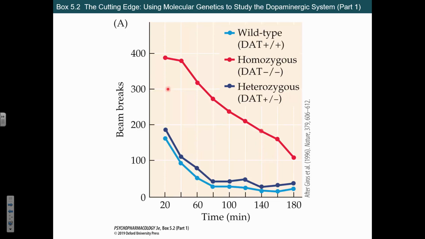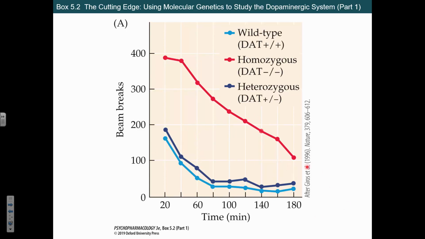So in this case, what you see, and this is measuring hyperactivity, like how many times does it move across a light beam, right? So we're going to measure that. And that's a measure of hyperactivity, how much it's moving. Here's the wild type. Here's the one that's heterozygous, so it's got like one good copy of the dopamine transporter gene for its DNA. Here's the guy who has like 0 copies, right? And you can see how much more active it is at every single time.